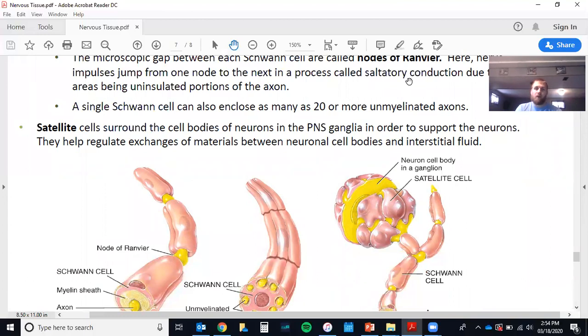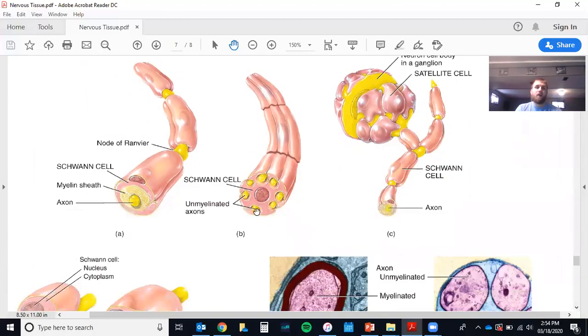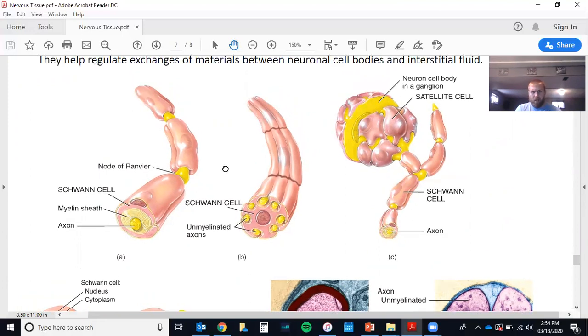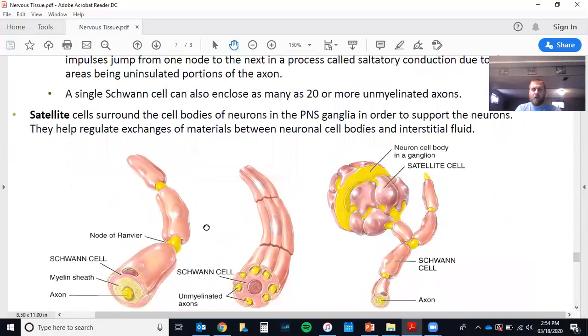We call this saltatory conduction, from uninsulated portions to the next. Now, Schwann cells can also be found associated with unmyelinated axons. Not all axons have a myelin sheath, and the Schwann cells that are involved with those just basically encircle them and kind of just separate them from one another. One can do as many as 20 or more unmyelinated axons.